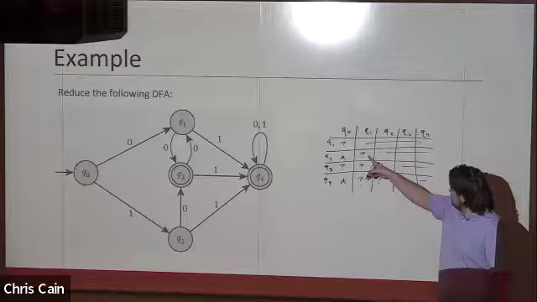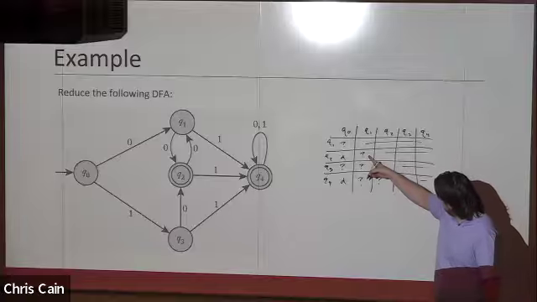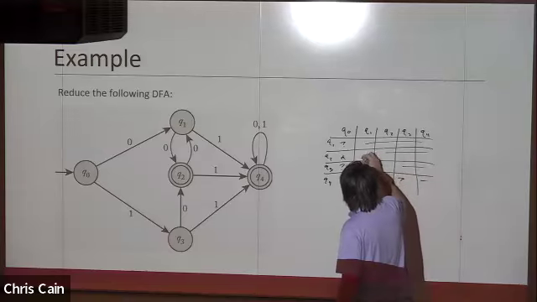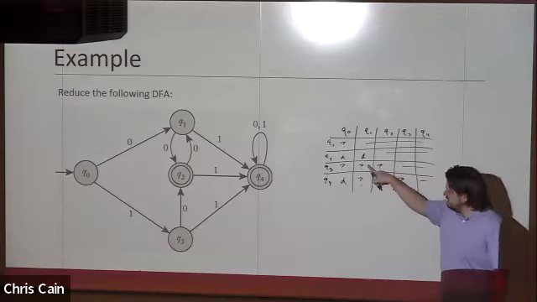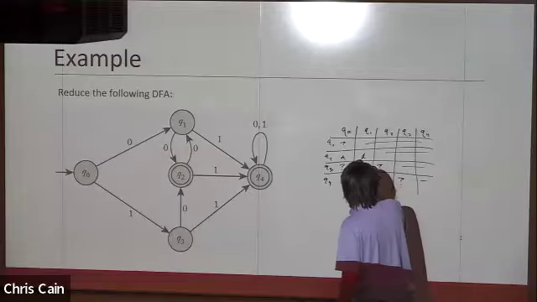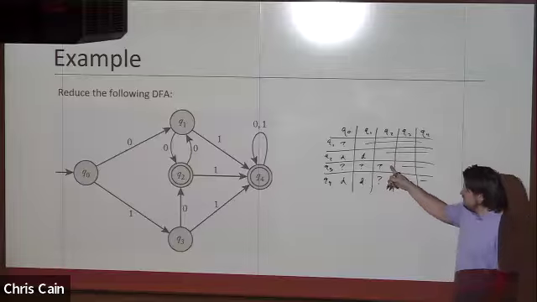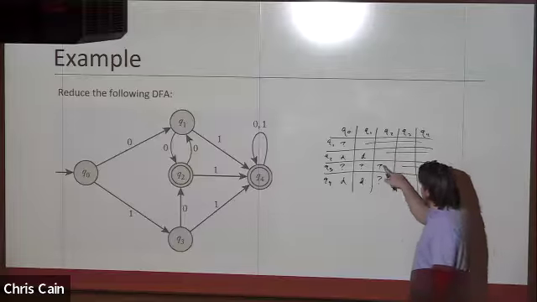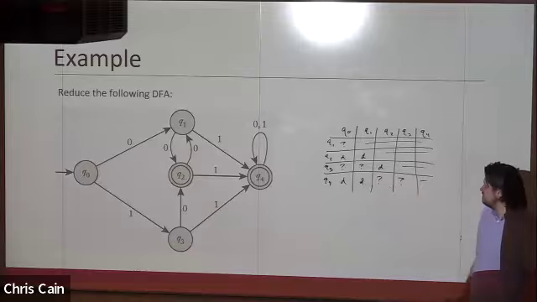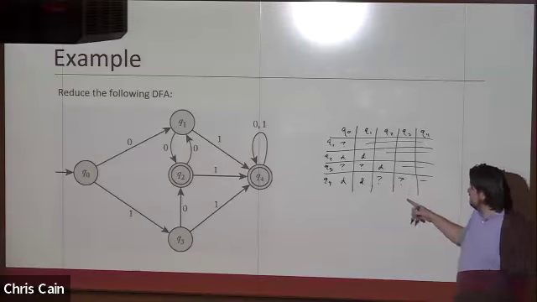Q1, Q2, different finality, distinguishable. Q1, Q3, same. Q1, Q4, different finality, distinguishable. Q2, Q3, distinguishable. And Q2, Q4, same. Q3, Q4, distinguishable.